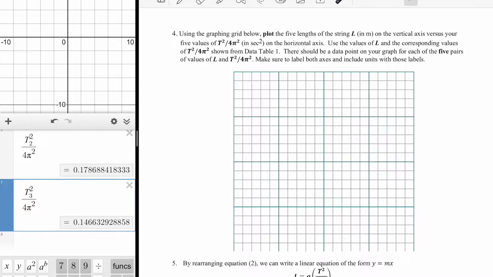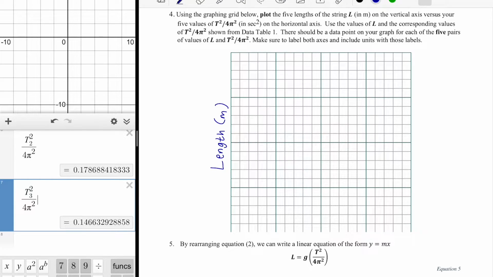On the vertical axis, let's go ahead and label that. As I do mention, you need to label your axes, so it should look like this. It should be length in meters, okay? And that's going to be a function of, because anything on the vertical axis is the dependent variable, and everything on the horizontal axis is the independent variable, okay? So we're saying that the length is a function of the value of t squared over 4 pi squared, okay? Actually, the period is more of a function of the length, I guess.